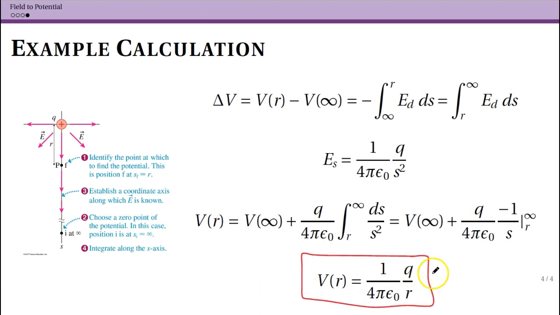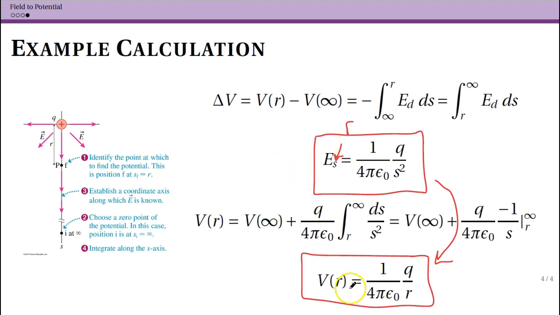So this wasn't to actually give you any new information. We already knew the answer. But now you can see how starting with the electric field, and again, this S direction here is just going to be R in this problem, we can get back potential. So we really can go back and forth between these two quantities just by doing integration, or as we're going to see soon, taking a derivative.